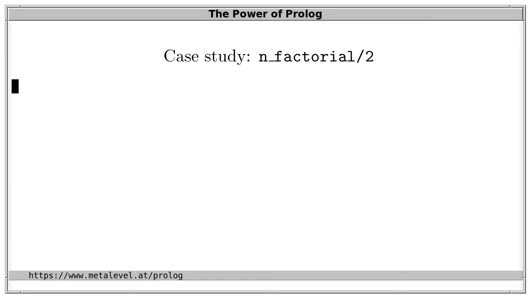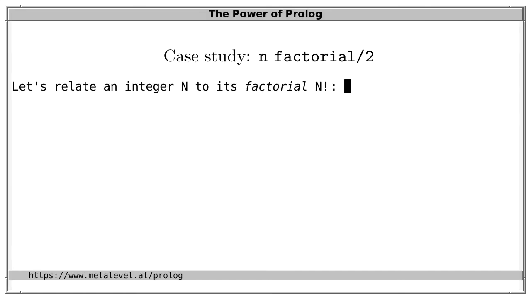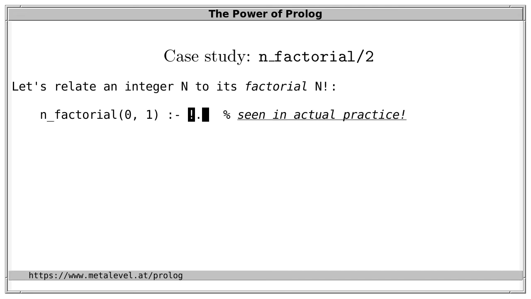So let's consider an example. Let's relate an integer n to its factorial. So the relation n factorial holds for if the integer is 0, then its factorial is 1. So in that case, we don't have to consider anything else, right? And indeed, we can find such code in actual practice. And we already know now that the result will be an incomplete program.